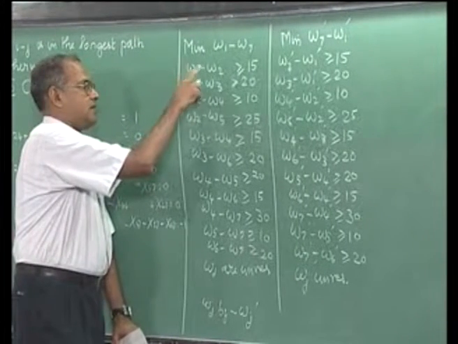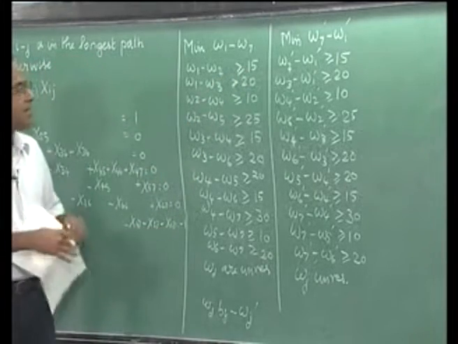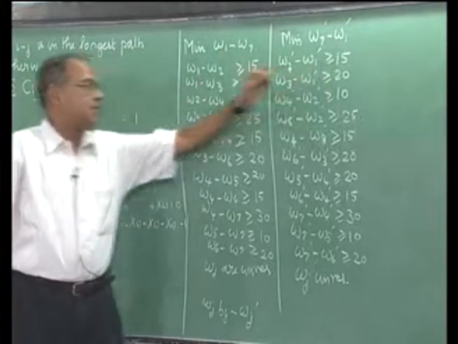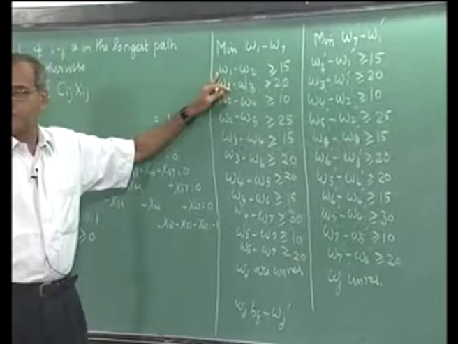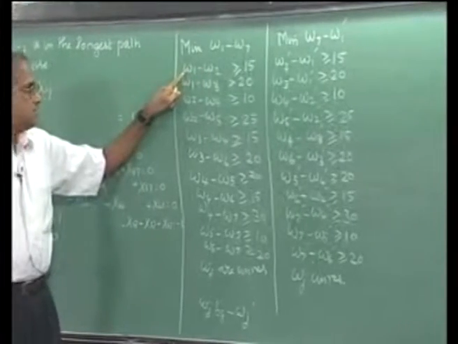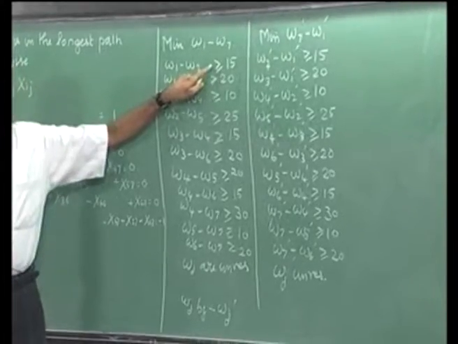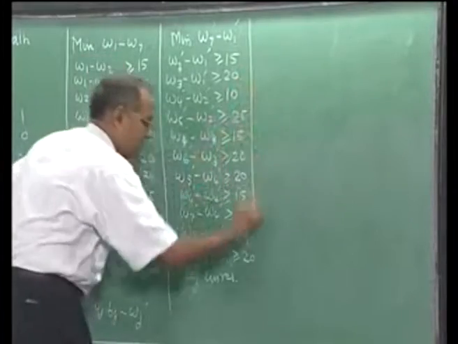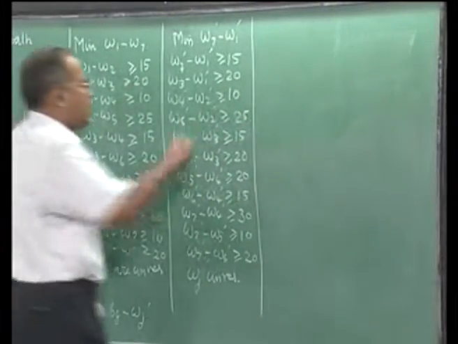Please remember that because we have replaced Wj by Wj dash, this will become minus W1 dash plus W2 greater than or equal to 15. Remember, we are not multiplying this equation by minus 1, the right hand side will remain the same. We are only replacing the variable Wj by minus Wj dash, so that this becomes minus W1 dash plus W2 dash, it will still be greater than or equal to 15.